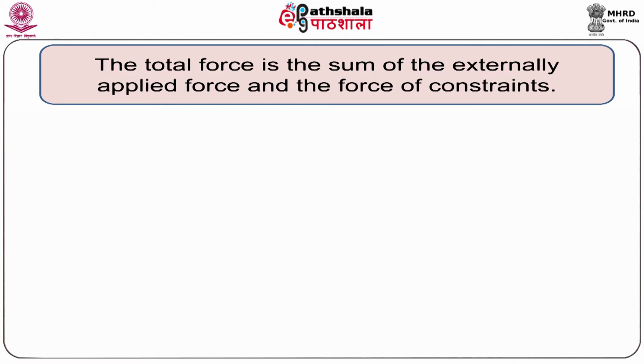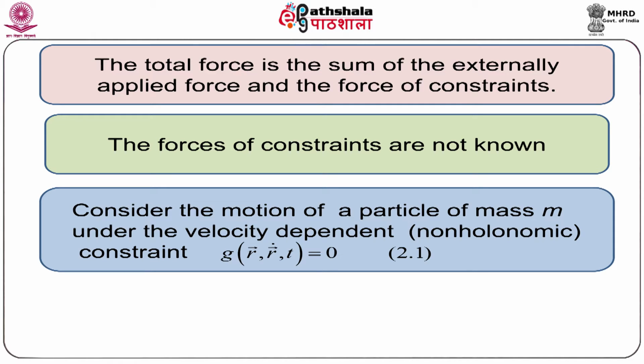We know that the total force in a dynamical system which is under some restrictions is the sum of the externally applied force and the force of constraints. We know that the restrictions or constraints are caused by some forces which are known as forces of constraint or constraint forces. In the previous module, we came to know that the forces of constraint are unknown in nature. So, one cannot calculate the total force, which is the sum of the applied force and the force of constraints.